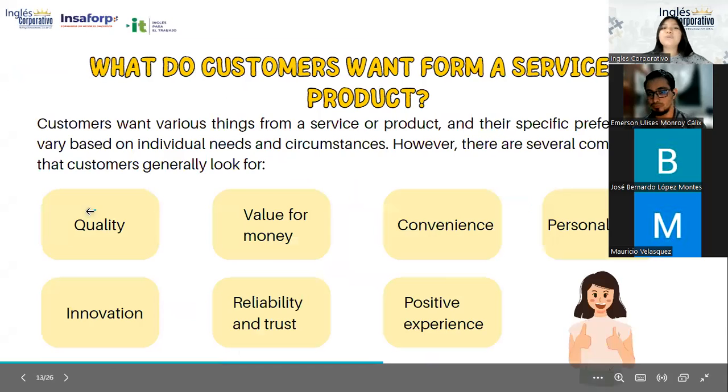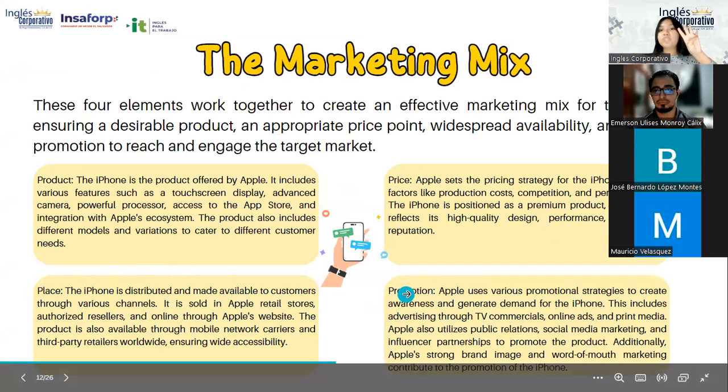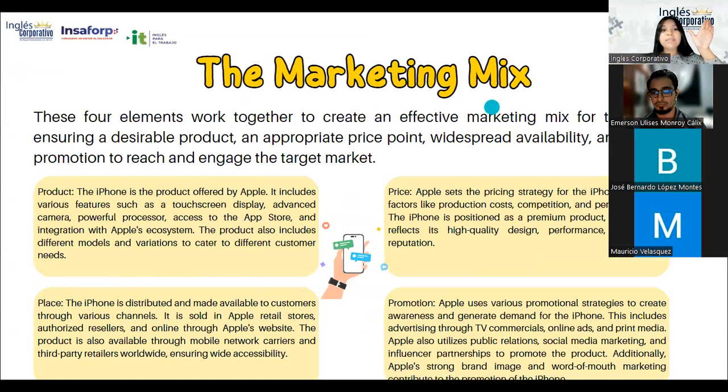Okay, so let me explain to all of you what you are going to do, just for you to have a better idea. We already covered the marketing mix. With the marketing mix, we have the four P's. This is the strategy of the marketing mix. So in this case, the four P's are product, price, place, and promotion. And each P involves something.